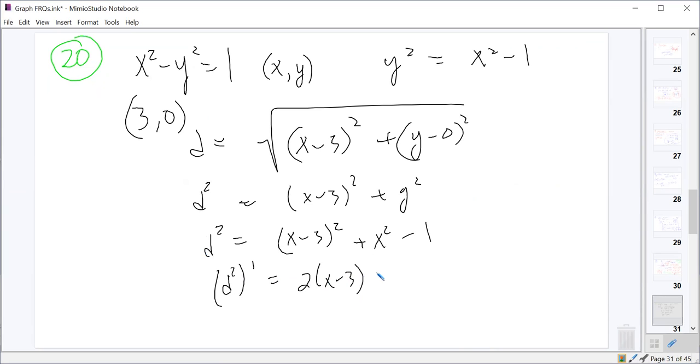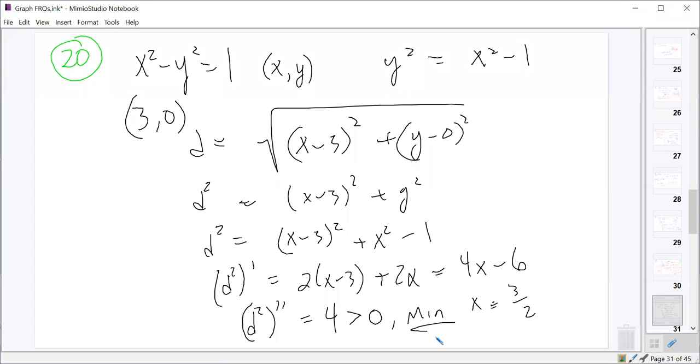The derivative is 2 times x minus 3 plus 2x, or 4x minus 6. And it occurs when x is 3 halves. And we can take a second derivative to see if that's a max or a min, since that's probably easier. The second derivative of 4x minus 6 is 4, which is greater than 0, which tells us it's a minimum at x equals 3 halves. Any questions there on number 20?